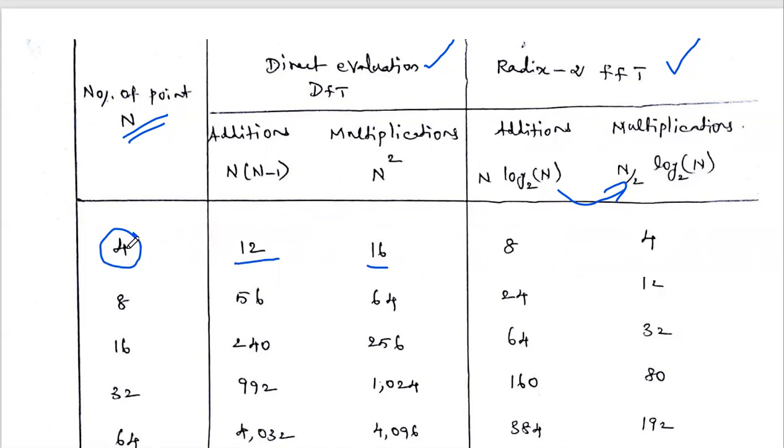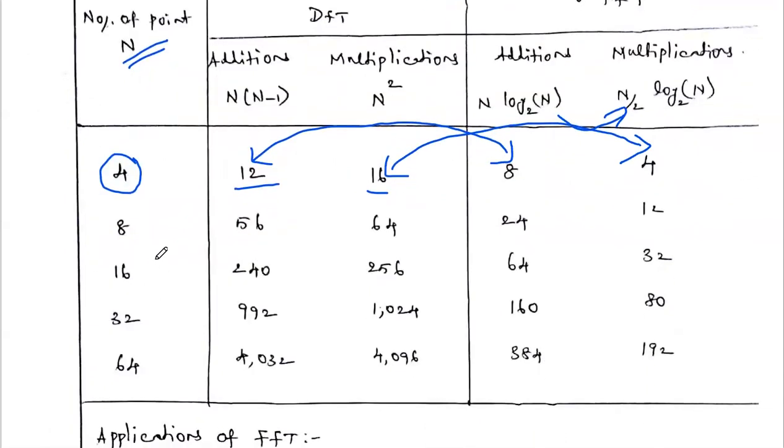Let us compare these two things. If we want to perform the 4-point DFT, the number of additions required in the direct evaluation method is 12, but in the FFT method only 8. So the number of computations automatically reduces. Similarly, the number of multiplications required is 16 in the direct method, but in the FFT method only 4. So that is far more reduced. So you see the comparison.